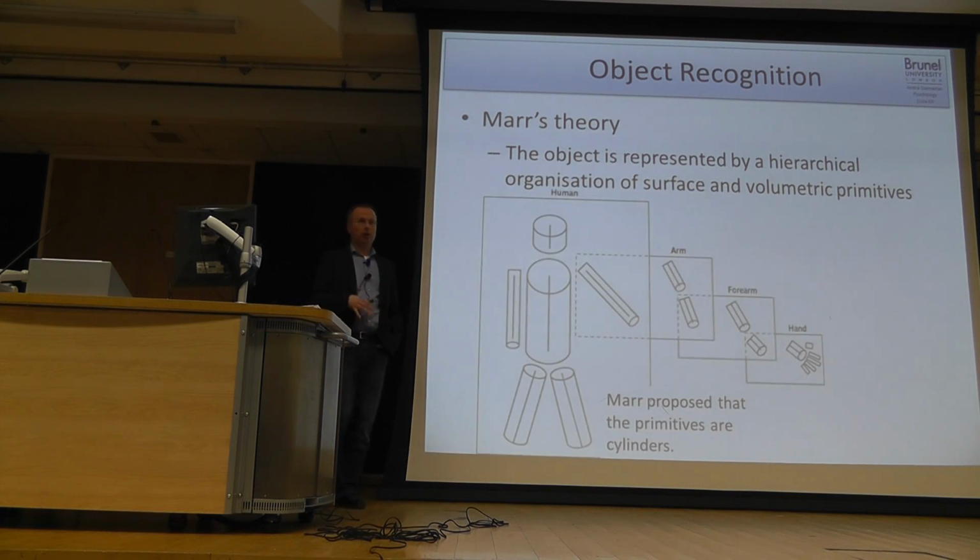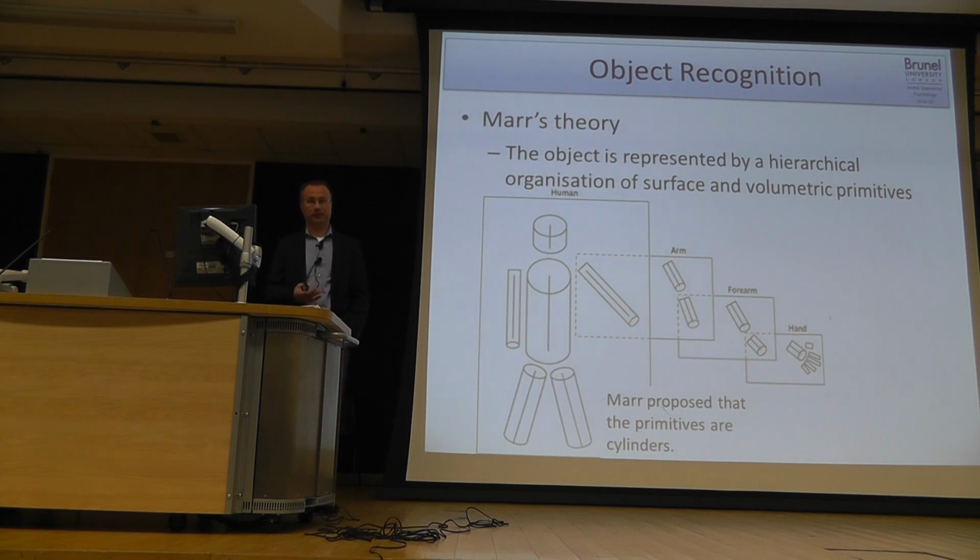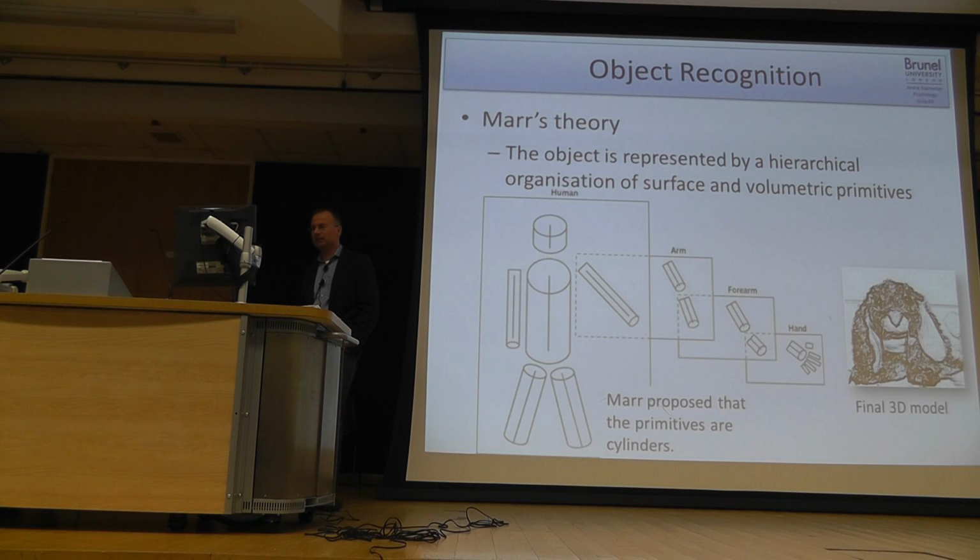Okay, so what he thought is, in the last stage, that we describe every object by such a hierarchical organization, and that we use only cylinders for that. So this may be a human shape, and the arm is then broken down into upper arm and lower arm, and the lower arm and the hand can be broken down into the palm, into the fingers, and so forth. And everything is described by cylinders. And he called that, these are the primitives of describing objects.